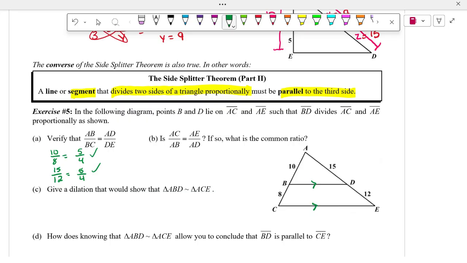All right. And then the rest is just kind of more of the same. I'm not going into that.